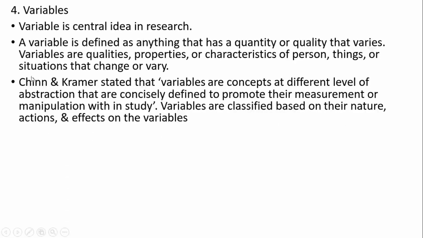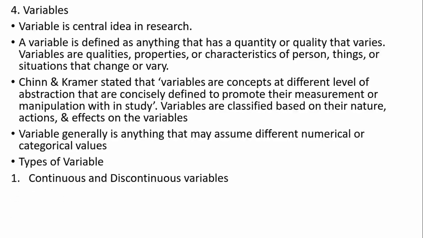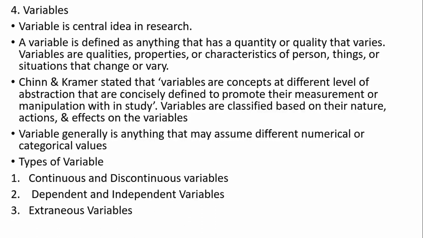Chin and Kramer state that variables are concepts at different levels of abstraction that are concisely defined to promote their measurement or manipulation in a study. Variables are classified based on their nature, actions, or effects. Variables are generally anything that assumes different numerical or categorical values. Types of variables are continuous or discontinuous, dependent or independent, and extraneous variables.